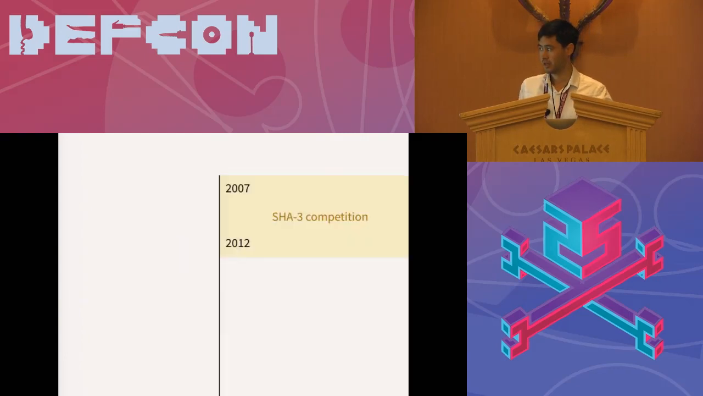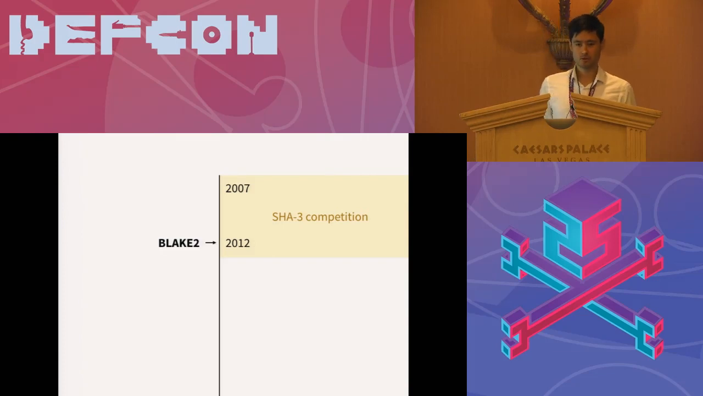Anyway, let's look at the timeline. So this is the SHA-3 competition, right? From 2007 to 2012. At the end, Keccak becomes the winner, but it's not standardized yet, just nominated as the winner. And at this time also, BLAKE, which was one of the non-winners of the last round, decides to come up with a new hash function called BLAKE2.